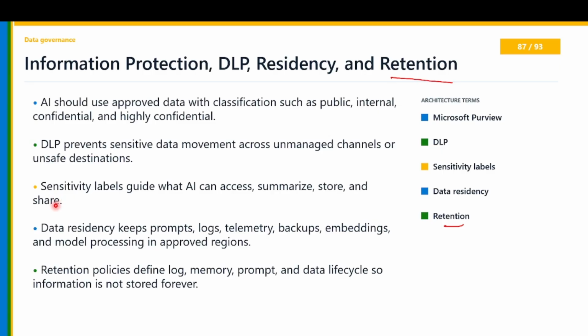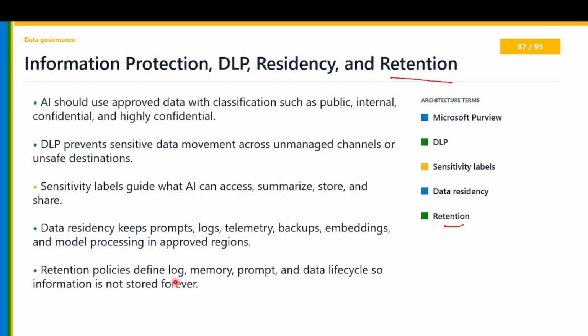So these are sensitivity labels. You can apply the label based on how sensitive the data is. Then we have data residency. Data residency keeps prompts, logs, telemetry, backups, embeddings, and model processing in an approved region. So do not use a region that is not approved by Azure policy or by the company policy.